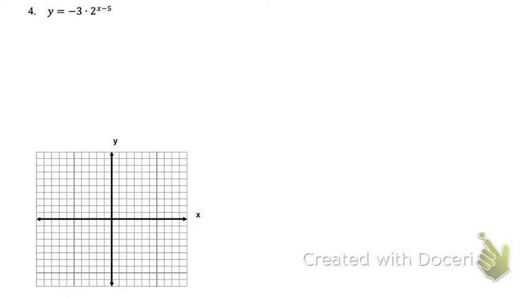Number 4. I see a times 3 out front again, but it's negative this time. So we'll see what happens there. Alright, so we're going to start off y equals 2 to the x. What would my table be for that if it's as basic as it can be? 0, 1, and 1, 2.